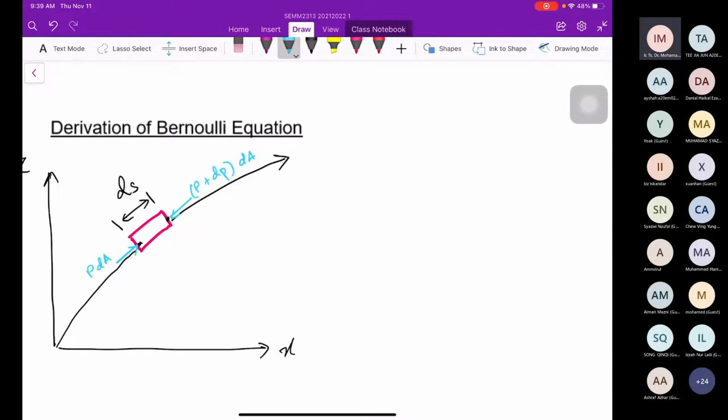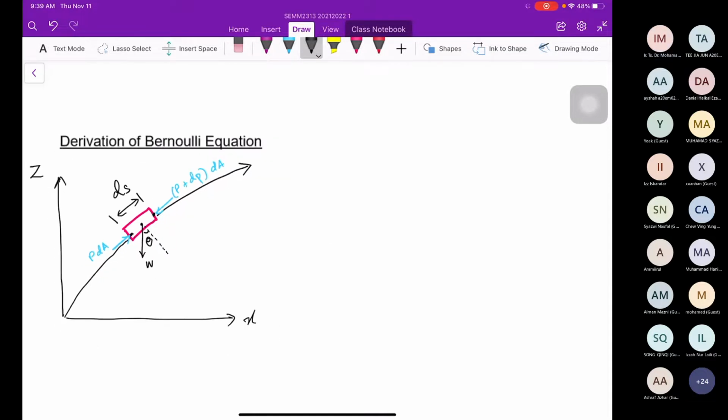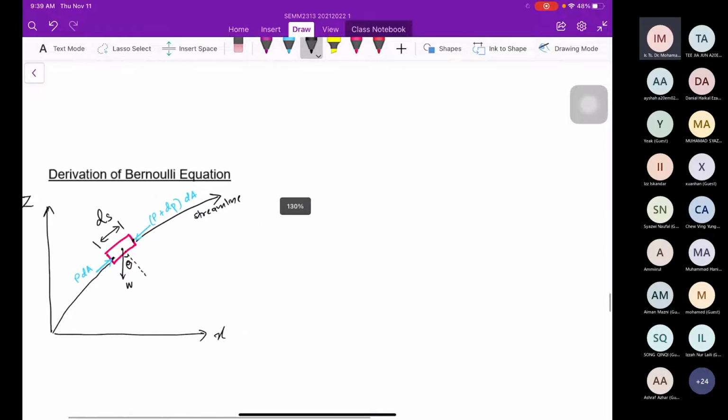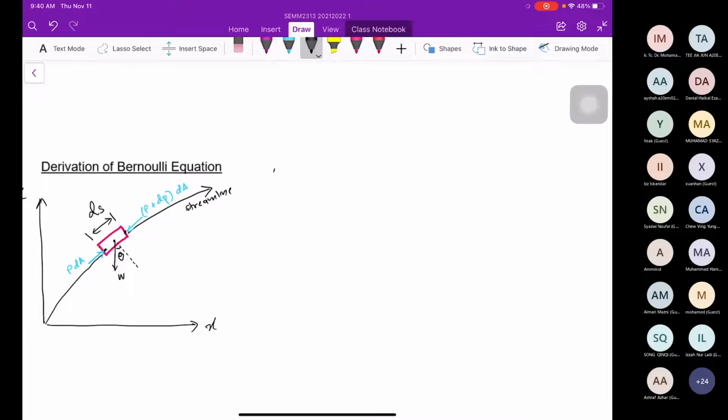And then we have the weight of the element, which is downward. And then let's say we have the normal line, which has the angle theta. So this is the streamline direction. Now let's apply Newton's second law.